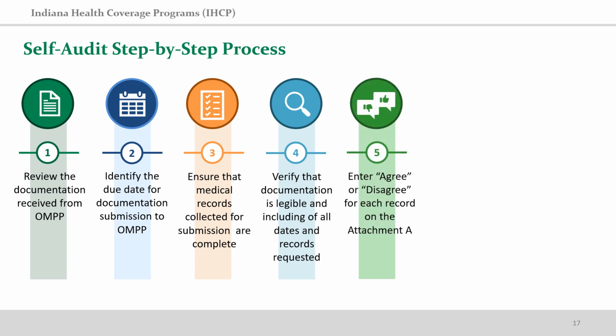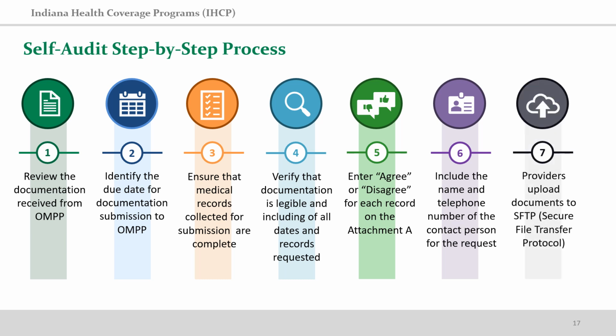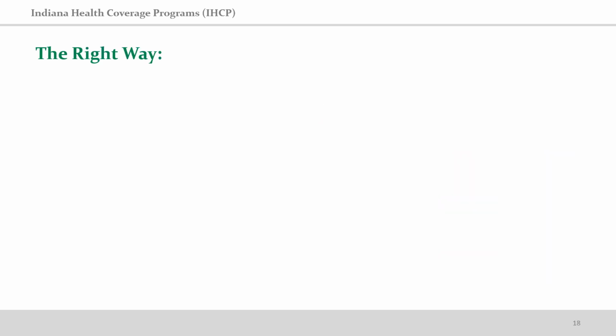Step 5. Enter Agree or Disagree on the Attachment A and include the case-by-case explanation for any line that you indicate disagree. Step 6. Include the name and telephone number of the contact person for the request. And finally, Step 7. Upload the documents to the SFTP portal. Let's look at the right way to complete the self-audit.